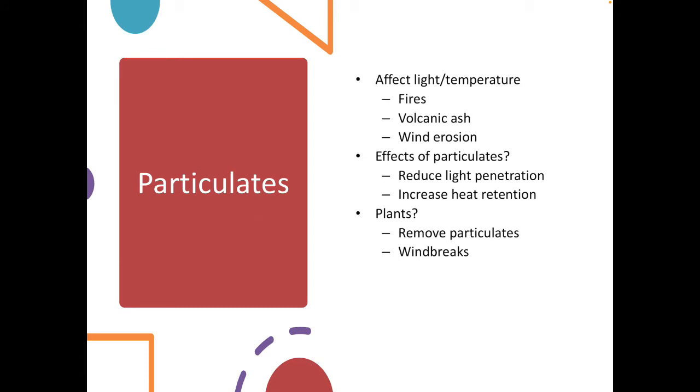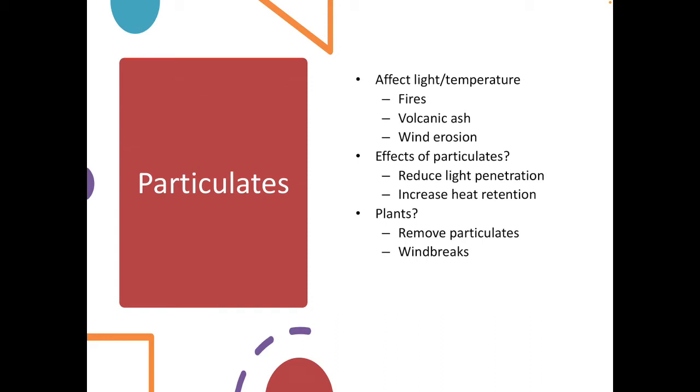Particulate matter is something that has a great impact. It affects the amount of light. It impacts the temperature. Think of things from the ash from fires, volcanic ash, and the erosion that wind can cause. Particulates landing on your plants can reduce light penetration. They can increase heat retention. Where might these particulates come from?